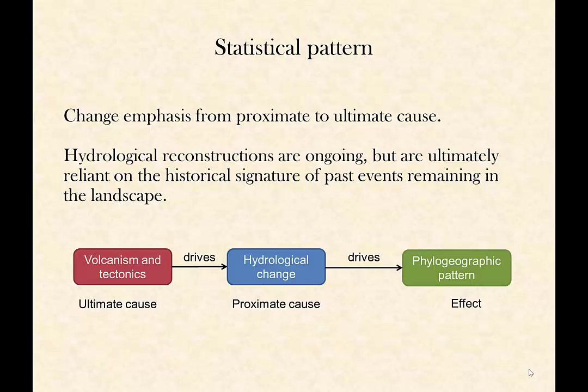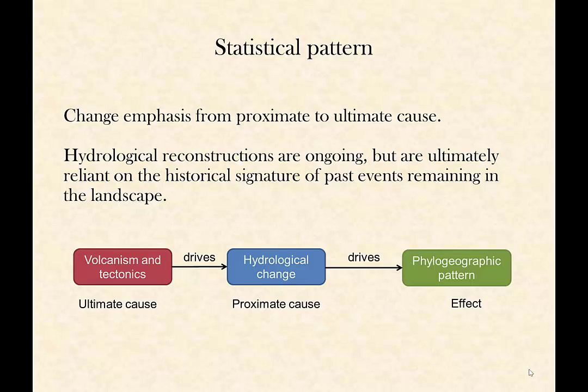Okay, so the alternative approach is a statistical pattern approach. Instead of thinking about hydrology, because we've got so much problem with hydrology, we don't know what's happening where, let's ignore hydrology and go to the proximate cause. The proximate cause is just the thing that causes something. But the thing that causes the thing that causes something, in this case, is volcanism and tectonics. That's ultimately what's driving it.